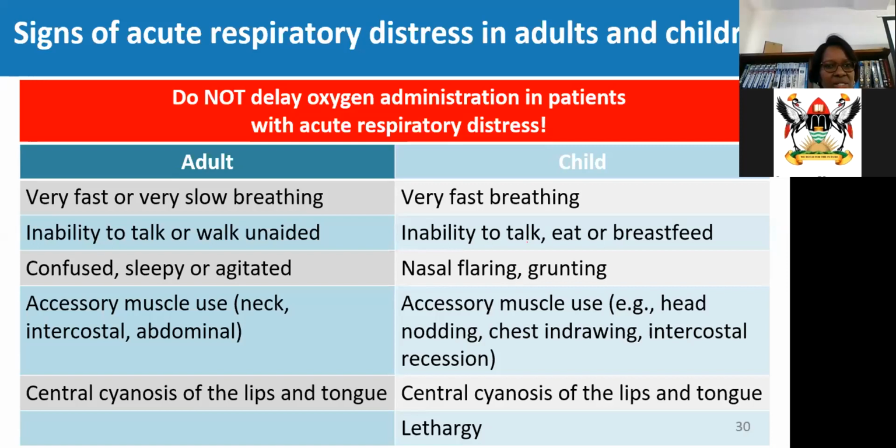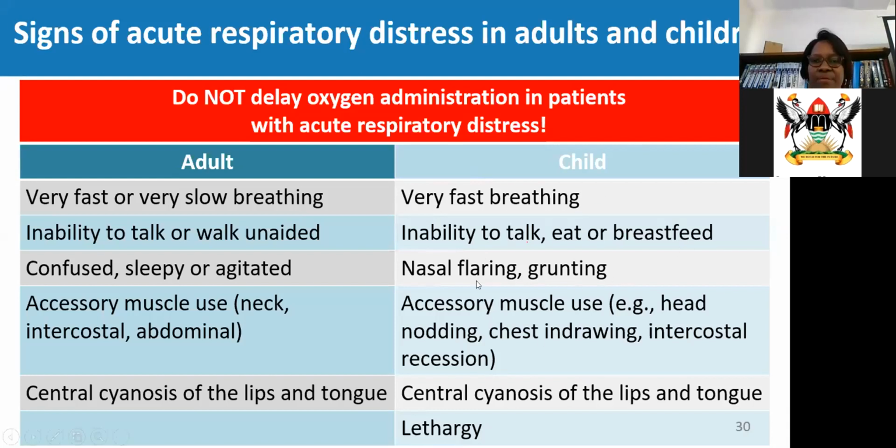If it's an adult and they have very fast or very slow breathing, they are unable to speak, they can't complete a sentence, they are confused, they are sleepy, they are agitated, they are using accessory muscles for respiration, or they are getting blue, they have central cyanosis of the lips and tongue. Those are patients that you straight away know require oxygen and should be taken to a health facility.